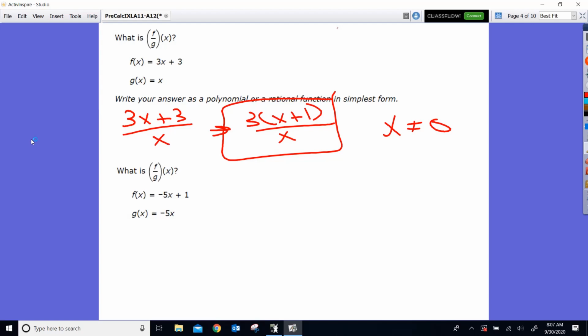Well, I didn't get to walk around and see everybody's work, but Lindsay, how'd you set it up? Okay, so 5x plus 1, negative 5x. Anybody try to do anything on that?